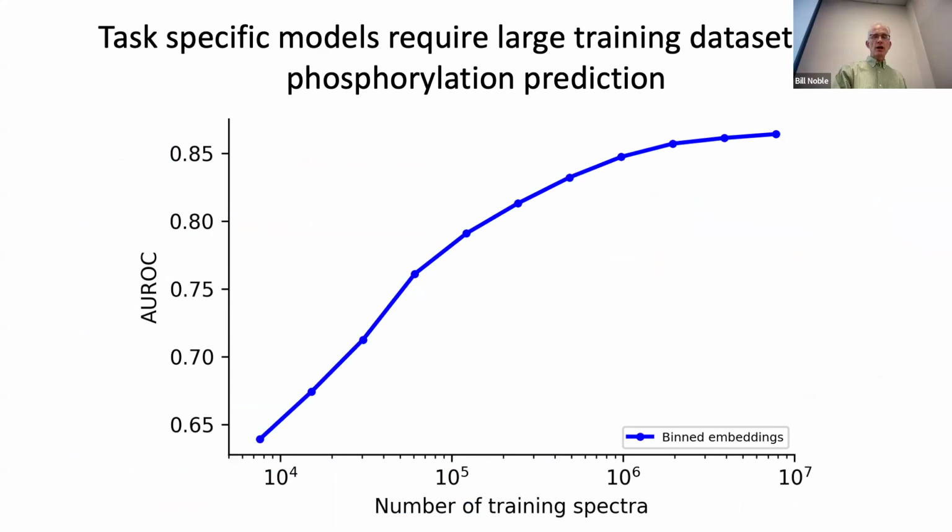This is a baseline model, just the XGBoost model trained from a standard representation of the spectrum. And the x-axis is the training set size. The y-axis is the area under the ROC curve.